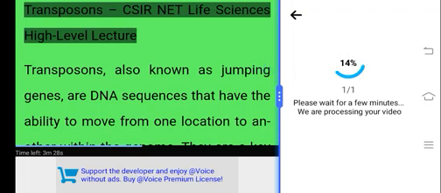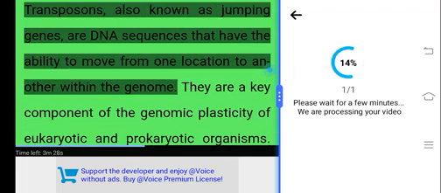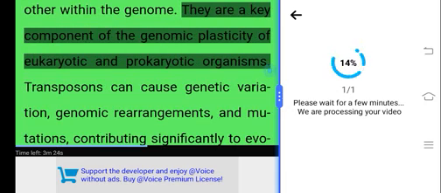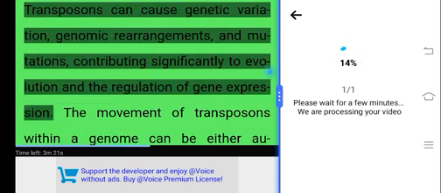Transposons, CSIR NET Life Sciences high-level lecture. Transposons, also known as jumping genes, are DNA sequences that have the ability to move from one location to another within the genome. They are a key component of the genomic plasticity of eukaryotic and prokaryotic organisms. Transposons can cause genetic variation, genomic rearrangements, and mutations, contributing significantly to evolution and the regulation of gene expression.